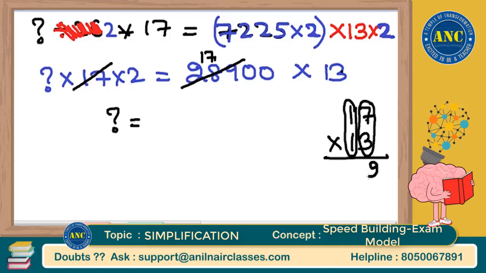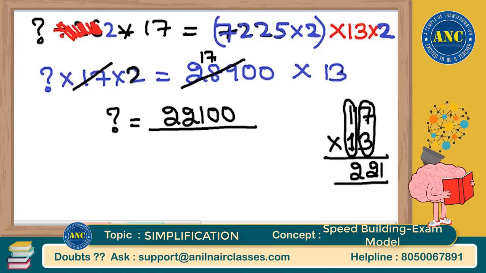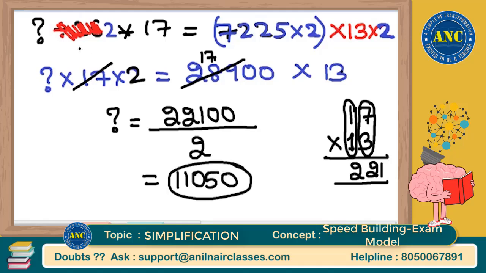7 into 3 is 21. If you have 1 here, add the 1 for it, it becomes 2. So 1 into 2 is 2. It is 221. I believe you are able to understand all these things, with 2 extra zeros divided by this 2. Finally, you will end up with the answer. 22,000 divided by 2 is 11,000. 100 by 2 is 50. 11,050 should be the answer.